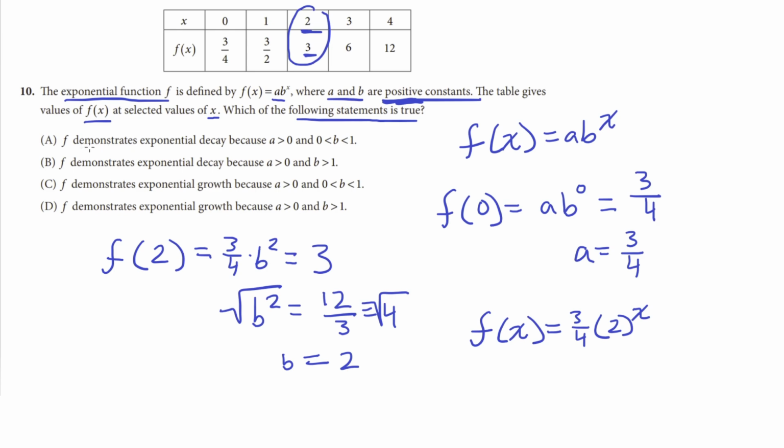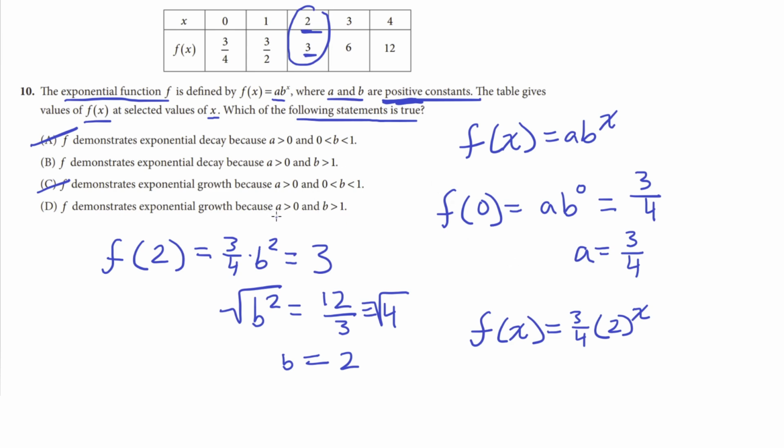If we look at the answer choices, they all say a is greater than 0, which is true, but b is greater than 1. So we can rule out the answer choices that say b is less than 1 and greater than 0, which is A and C. And then we can compare B and D. So B says f demonstrates exponential decay because a is greater than 0 and b is greater than 1. And D says f demonstrates exponential growth because a is greater than 0 and b is greater than 1.